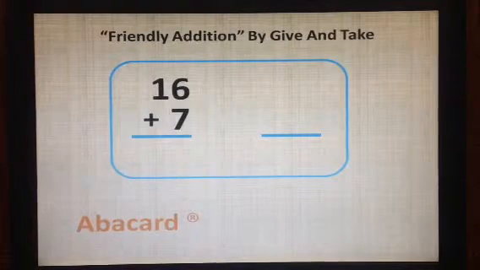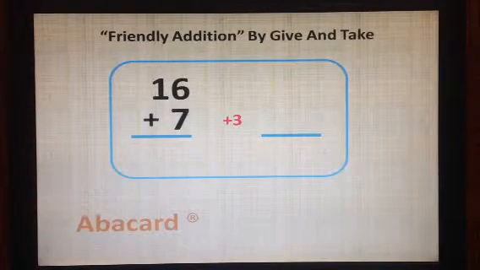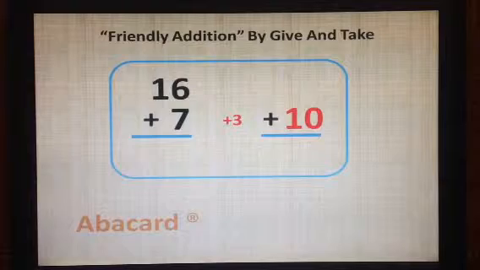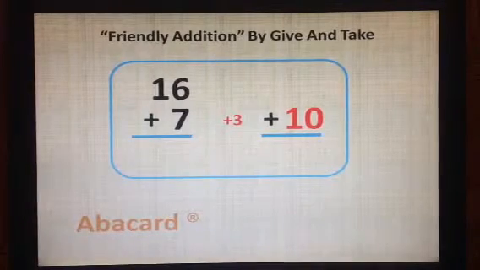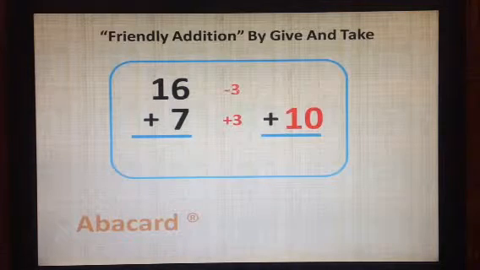All right, 16 plus 7. Now we're adding. So how do we make this friendly? Yes, sir. But then, since we added one to the bottom, what do we have to do to the top? Take away one. Remember, we added an extra one at the bottom. We have to take away an extra at the top.